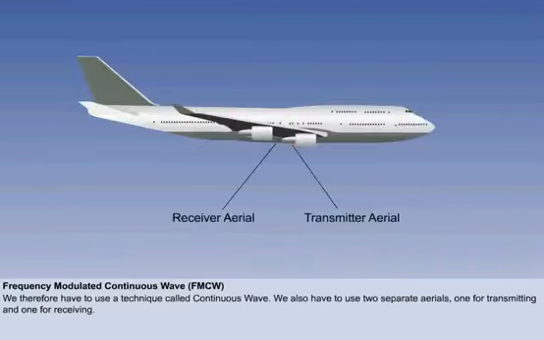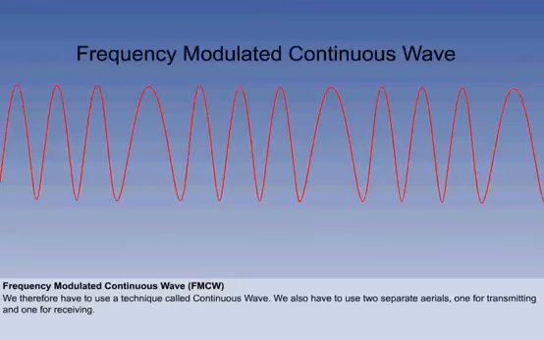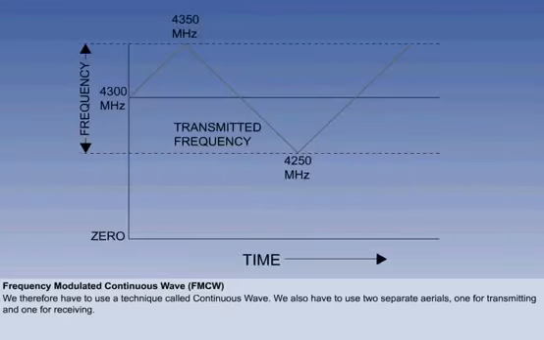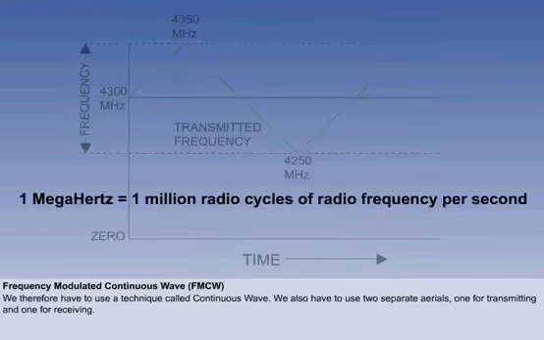We therefore have to use a technique called continuous wave. We also have to use two separate aerials, one for transmitting and one for receiving. However, if we have no pulses, how can we measure a time difference? The answer is to use frequency modulation. Frequency modulation means that, although there is a center frequency of 4,300 MHz, this is continuously varied in a constant pattern by 50 MHz either side. A megahertz is 1,000,000 cycles of radio wave per second. Again, these terms will be covered in more detail later in the course.